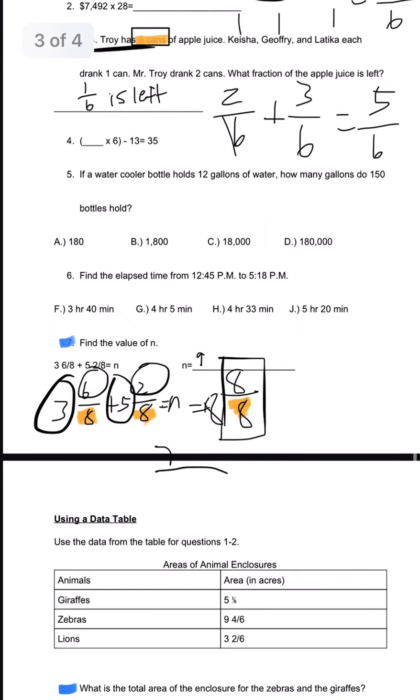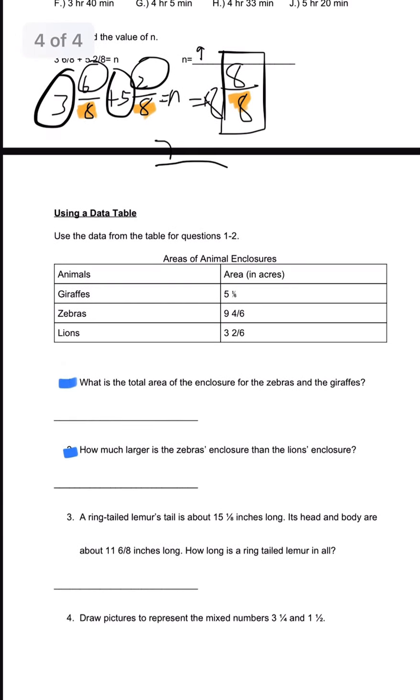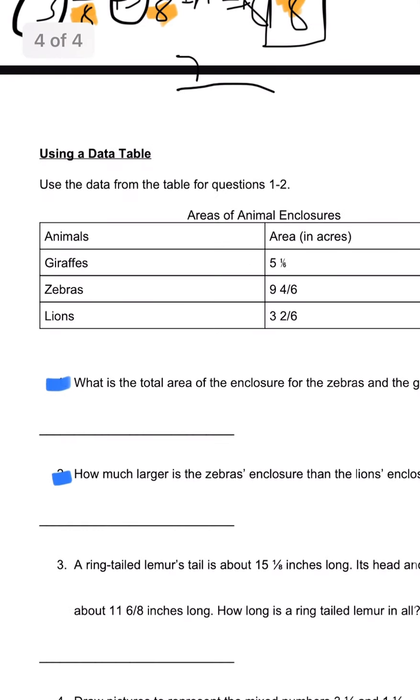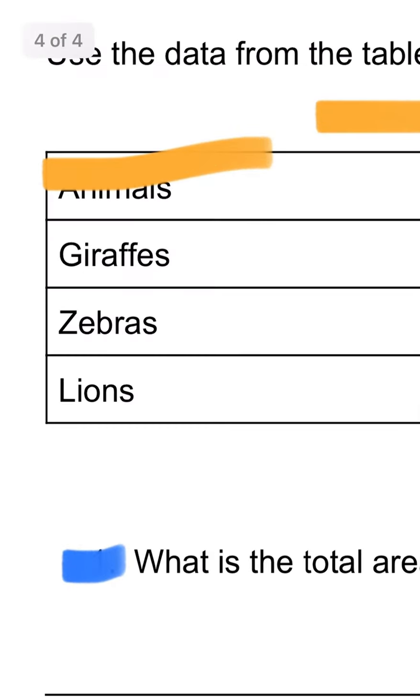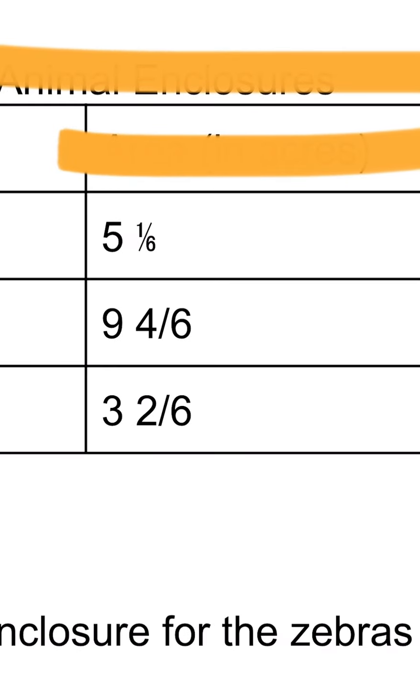Okay. We're on our final page. We'll be doing using a data table. So this is for areas of animal enclosures. And here we have animals and the areas in acres. So number 1, it's asking what is the total area of the enclosure for the zebras and giraffes. So we're going to be looking here and here, and it's asking for the total.